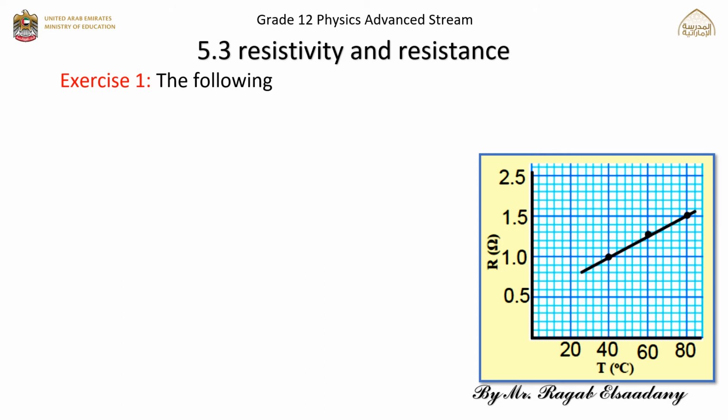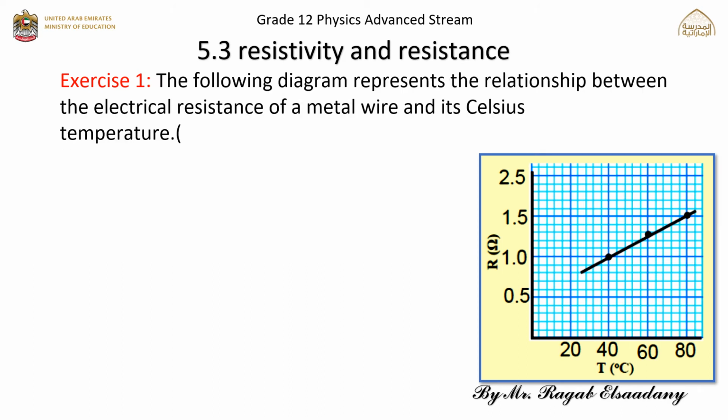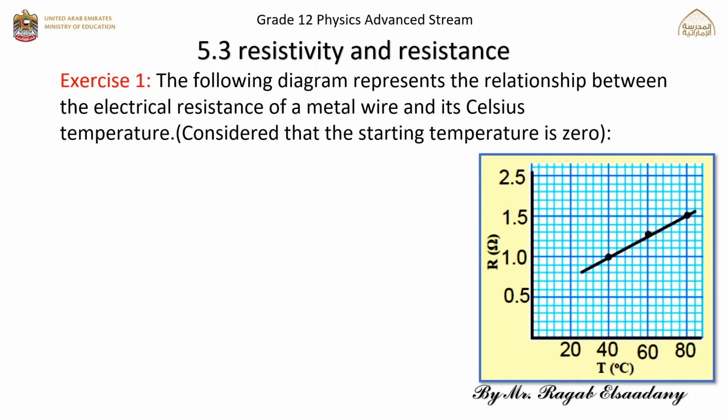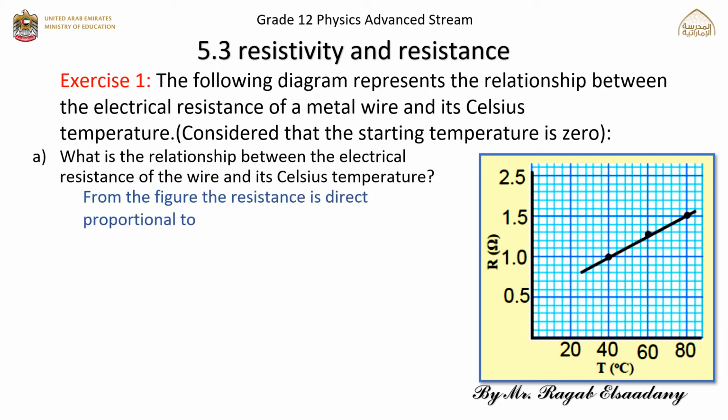Exercise 1. The following diagram represents the relationship between the electric resistance of a metal wire and its Celsius temperature. Consider that the starting temperature is 0. What is the relationship between the electrical resistance of the wire and its Celsius temperature? From the figure, the resistance is directly proportional to the temperature.